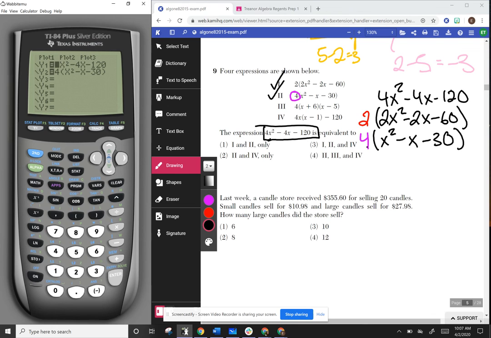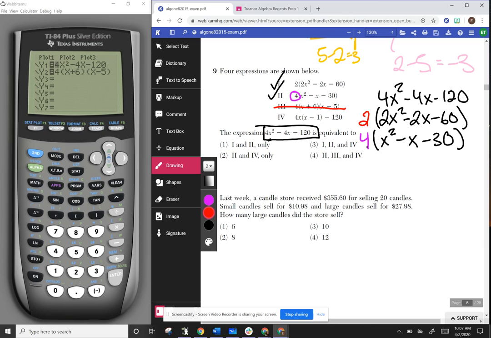Let's check 3. So we got 4 parenthesis x plus 6 times x minus 5. Second graph. Okay, so this time y1 and y2 are different, right? So because they're different, they're not the same. I'm going to go back to y equals, make sure I typed it in correctly. Plus 6 minus 5. Yeah, so it's not going to be 3.